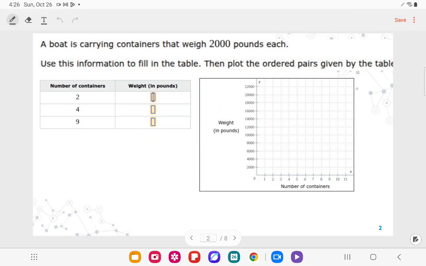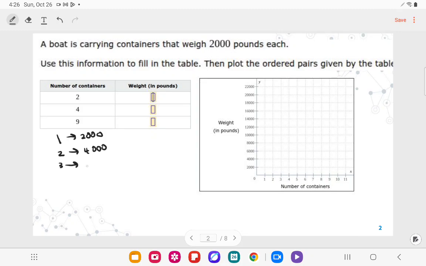So it says that I have a boat and it's carrying containers that weigh 2,000 pounds each. Now, in order to fill out this table, I need to be able to take how many containers there are and determine what the weight is. Well, if I take a step back and I know that one container gives me a weight of 2,000, I know that each additional container is going to be an additional 2,000 pounds.